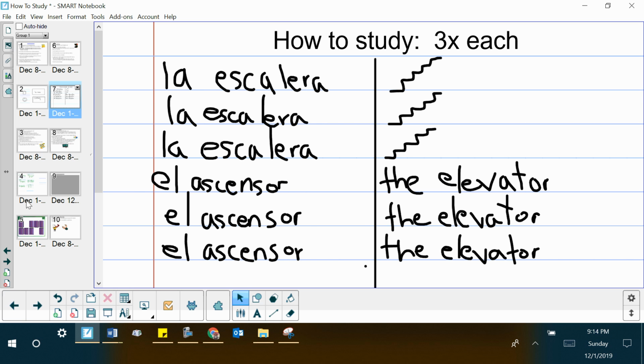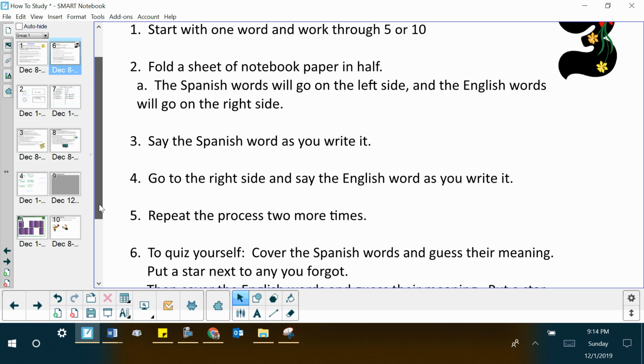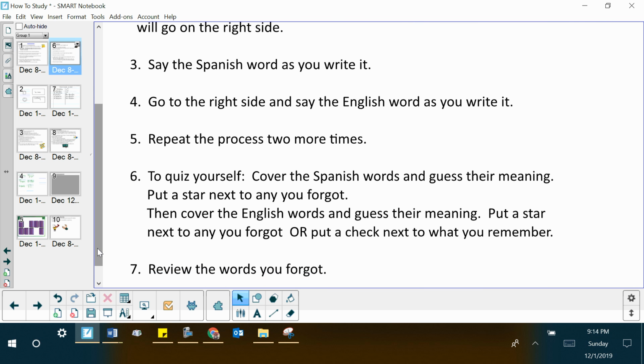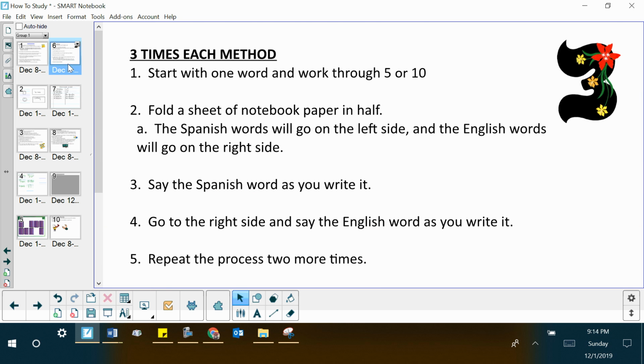So you've got the idea. Start with one word, work through 5 or 10. Fold a sheet of notebook paper in half. The Spanish words go on the left, the English words go on the right. Say the Spanish word as you write it. Go to the right side and say the English word. Repeat the process 2 more times. Is it exciting? No. However, I have practiced the spelling correctly 3 times. I've practiced the meaning correctly 3 times. Perfect practice makes perfect performance.